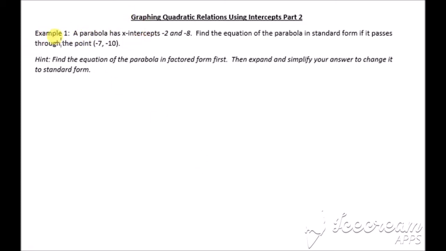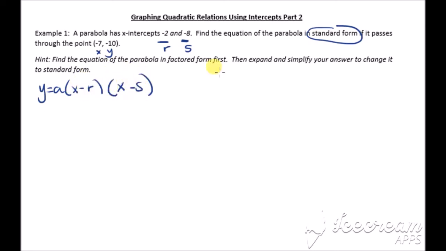Here's a little bit of a repeat. Example 1: a parabola has x-intercepts of negative 2 and negative 8. Find the equation of the parabola in standard form if it passes through this point. So this is going to be x, y, and this is going to be r, s. We can't take two x-intercepts and plug them into standard form originally. So we have to find this equation in factored form first, and then convert it. So let's sub in the x, the y, the r, and the s all in one line.